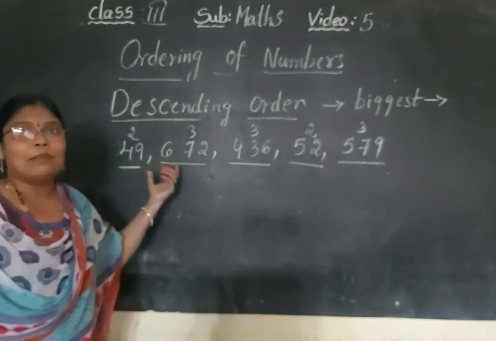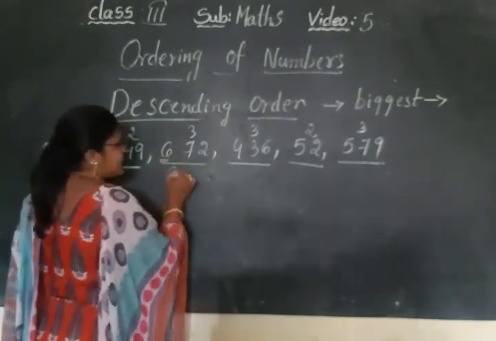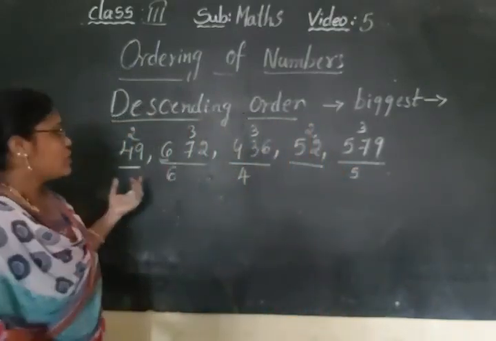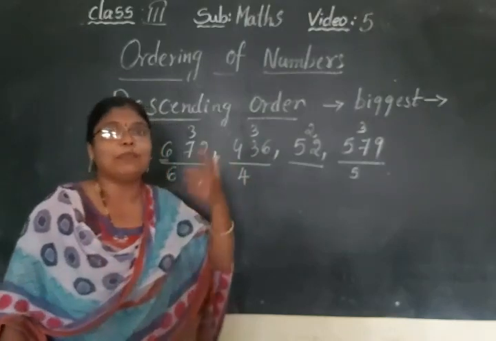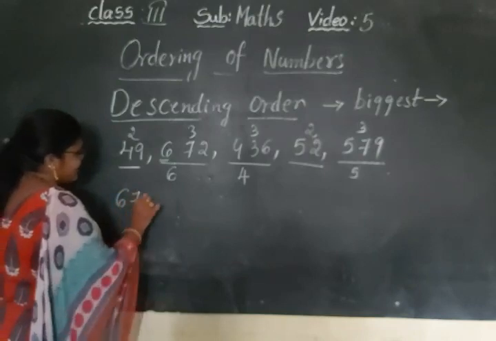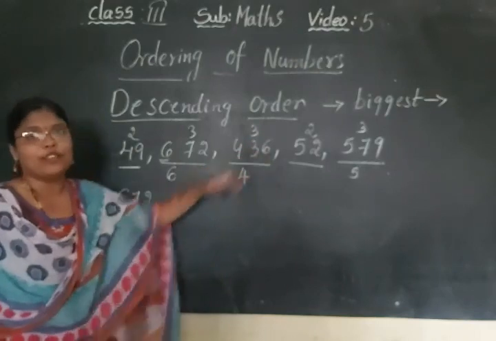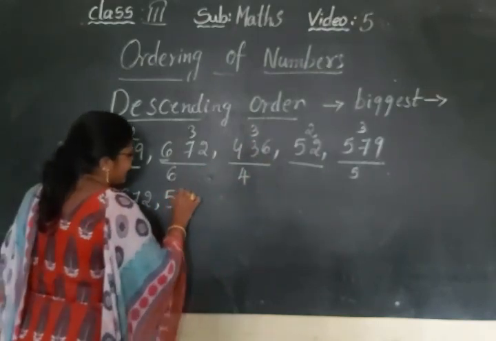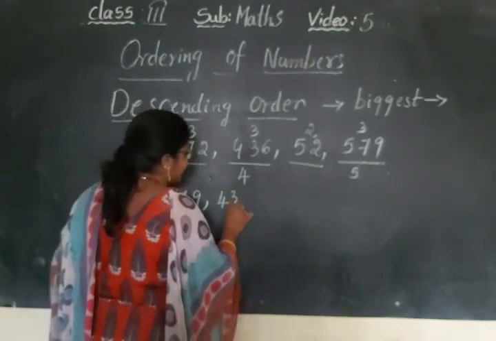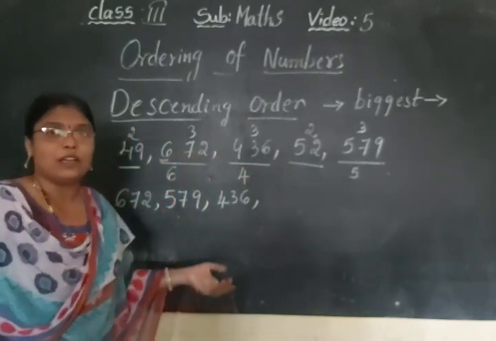You have to compare the first digits of each number. Here we have 6, 4 and 5. Among 4, 5 and 6, which is the biggest one? Yes, it is 6. So write 672 first. And next we have 4 and 5. 5 is bigger. So write 579. And next, 436. We have finished all the 3 digit numbers.